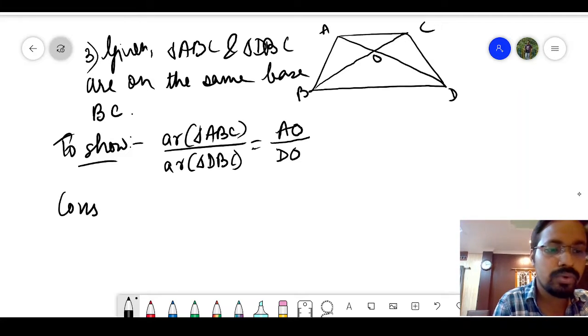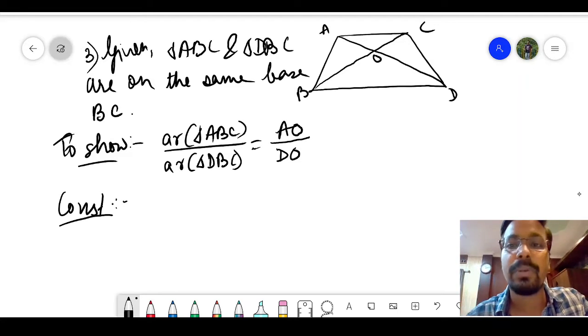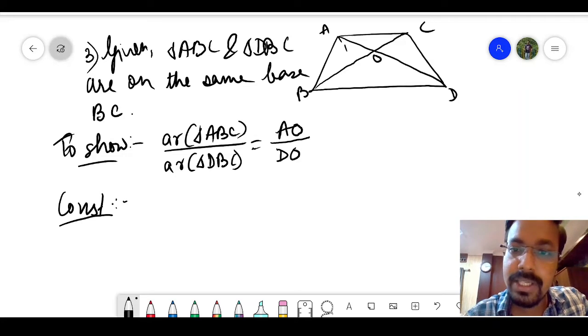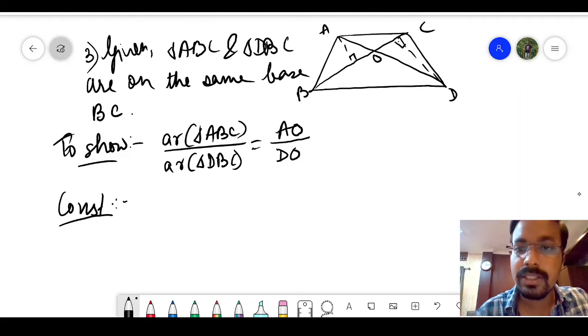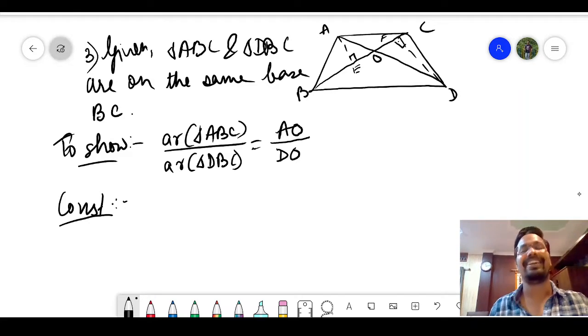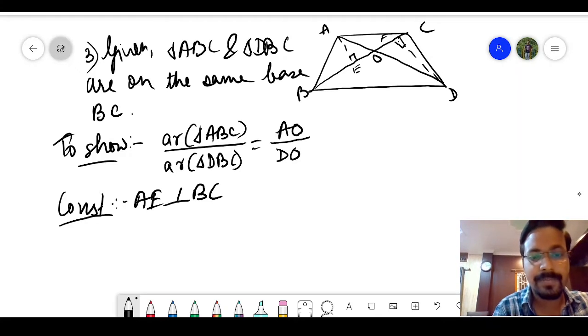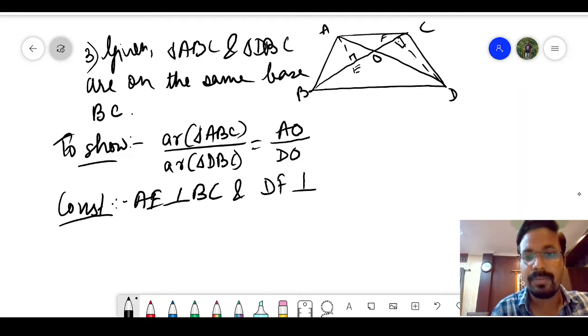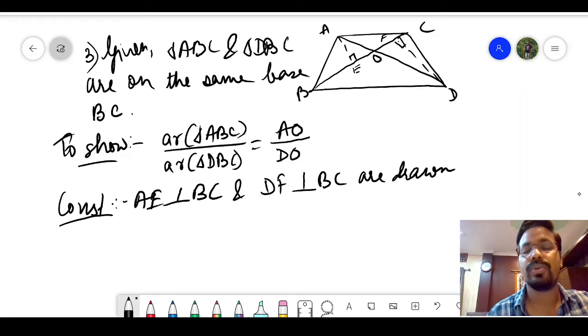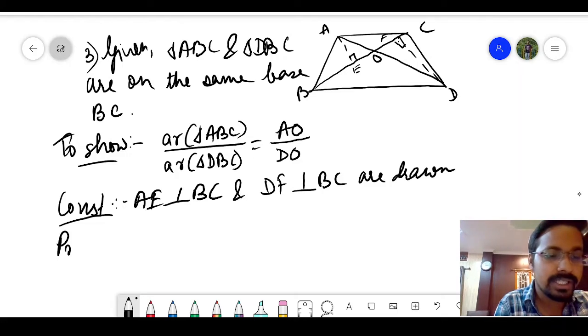So for this we have to do one construction. What is the construction? We will draw two perpendiculars, one from A to BC and one from D to BC. Okay, so two perpendiculars will be drawn. Let's give them some names. Suppose this is E and let this be F. So AE is perpendicular to BC and DF is perpendicular to BC are drawn. Okay, so we have two perpendiculars drawn on the base BC. So what do we have to do now? So let's start the proof.